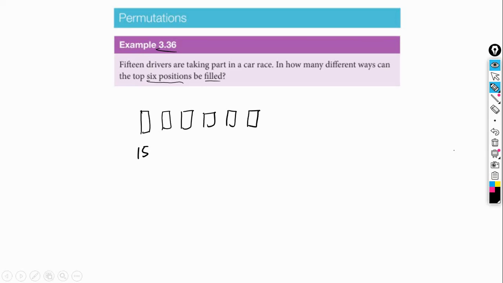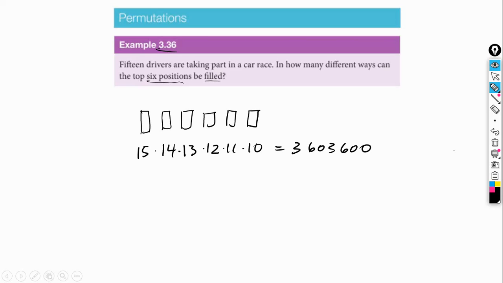once somebody is chosen for that first position, there would be 14 left for the second position, and so forth. There would be 13, and then 12, and then 11, and then 10. So this would be 15 times 14 times 13 times 12 times 11 times 10, and this is a pretty large number. This is going to be 3,603,600 different ways.